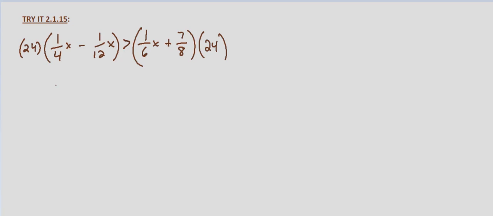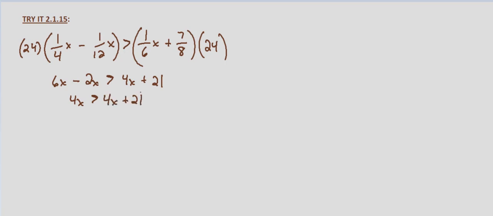24 times 1/4, that is 6x, minus 24 times 1/12 is 2x, is greater than 24 times 1/6 is 4x, plus 24 times 7/8, that's 21. So now we can combine like terms. 6x minus 2x is 4x, is greater than 4x plus 21.